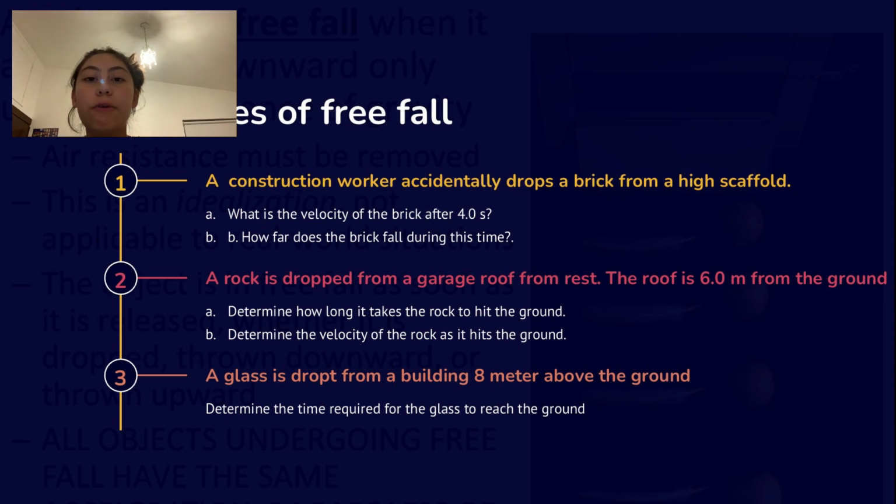Here are the 3 examples of free fall. The first one is a construction worker accidentally drops a brick from a high scaffold. What is the velocity of the brick after 4 seconds? That's the first one. And B, how far does the brick fall during this time? So we're gonna calculate those two.